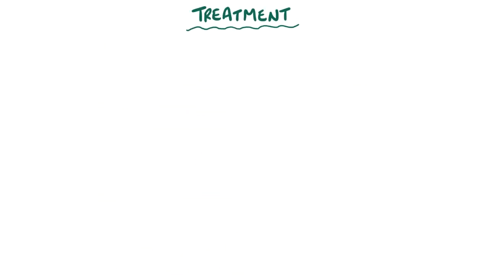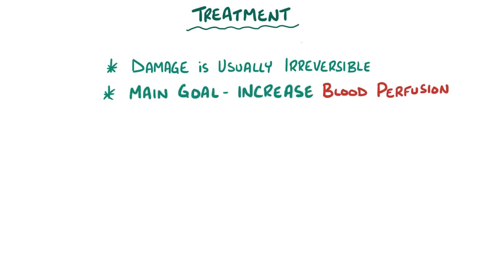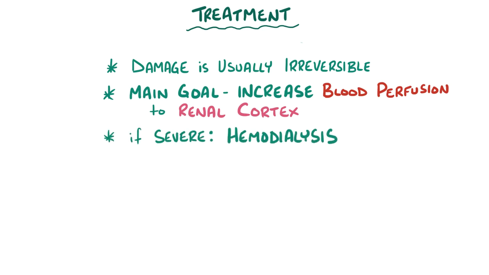Unfortunately, by the time the renal cortical necrosis is treated, the damage is usually irreversible, so the main goal is to increase blood perfusion to the renal cortex. Once kidney function is severely affected, hemodialysis might be needed.